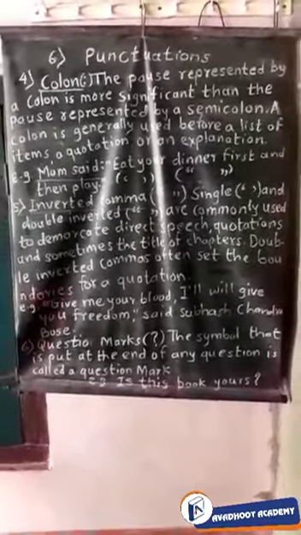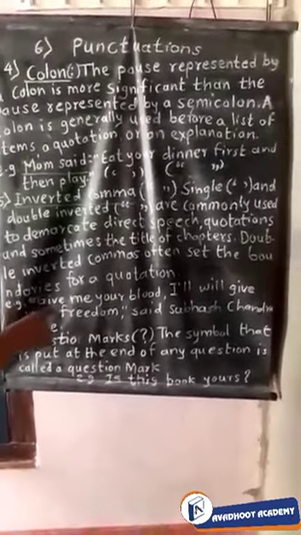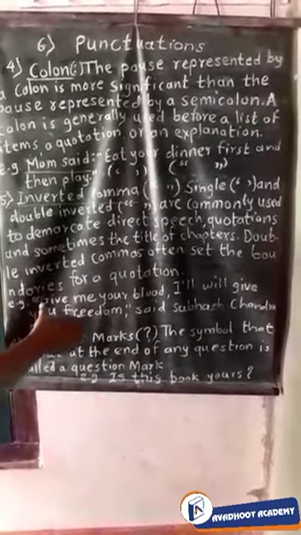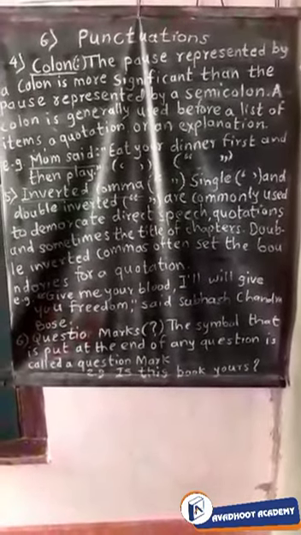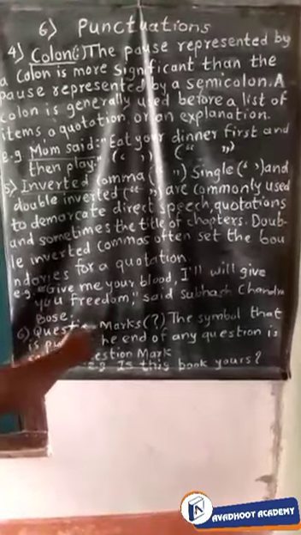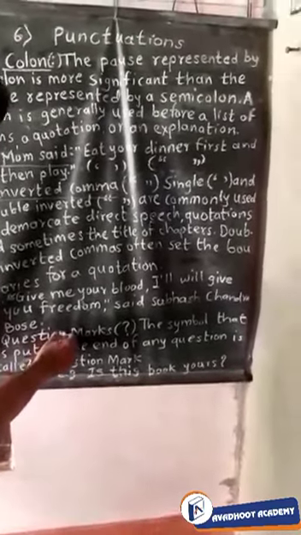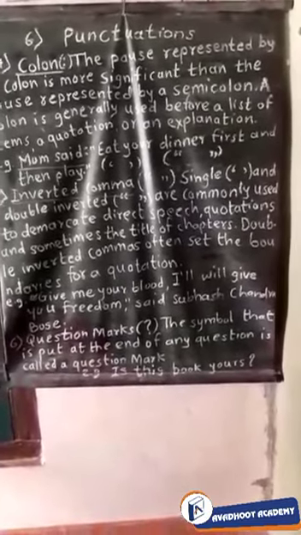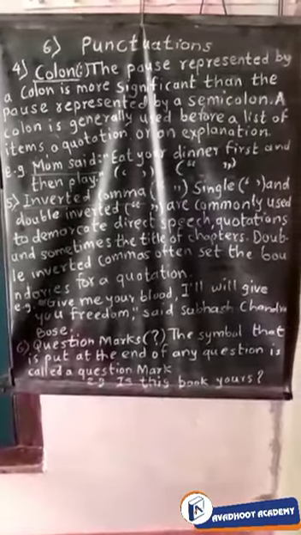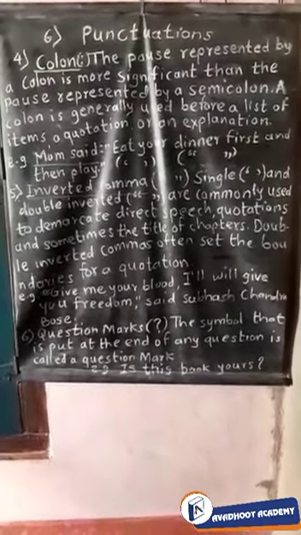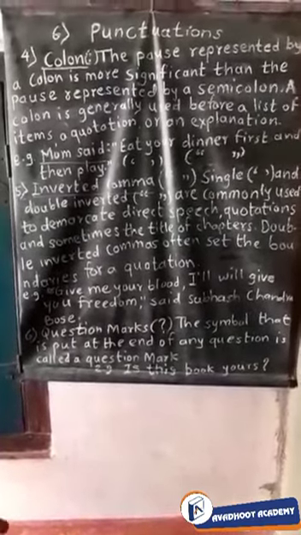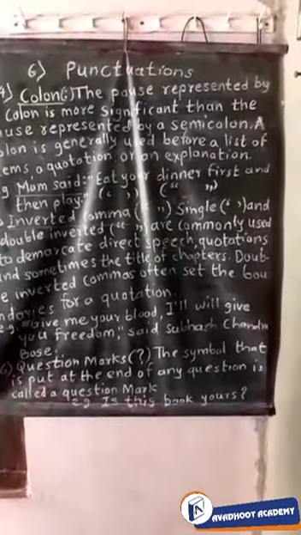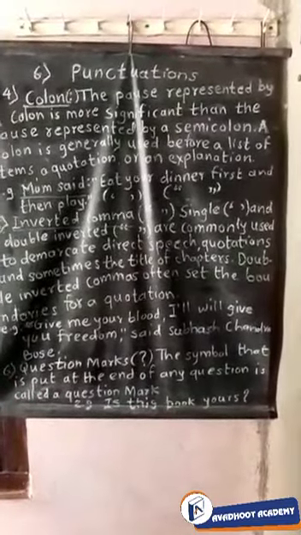So here, in that sentence, what Subhash Chandra Bose said: "Give me your blood, I will give you freedom." So it is an important sentence where double inverted commas are given. Then the next one is the question mark. You know, a question mark is at the end of a WH type question or a yes/no type question. In the WH type question there is a question mark at the end of the sentence, and in the yes/no type question, that is a verbal question, there is also a question mark. The symbol that is put at the end of any question is called a question mark.